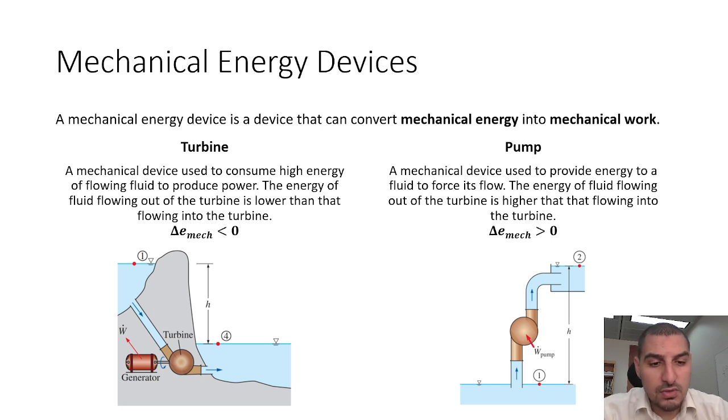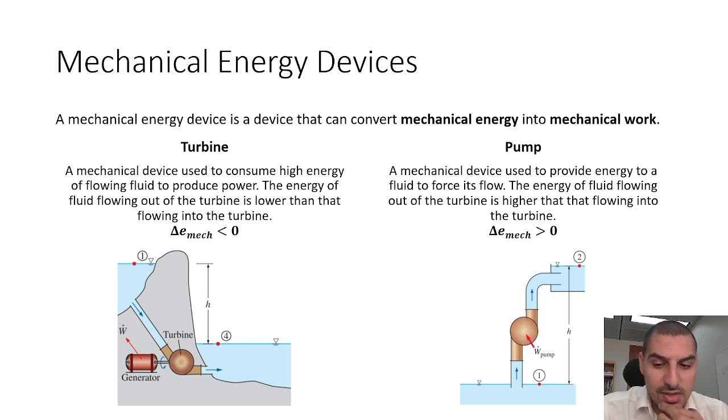Hello, everybody. So, we are still talking about the mechanical energy devices, and in this video, we're going to discuss the energy devices in more detail. We already know the difference between a turbine and a pump, and that the two are used to convert either mechanical energy into electric energy or work, or the other way around.